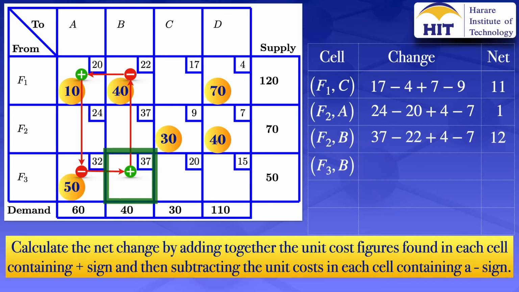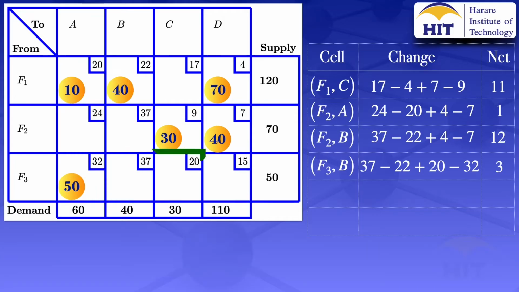Where we have the positives, we'll be adding the unit costs, and where we have the negatives, we'll be subtracting the unit costs. So our change there will be 37 minus 22 plus 20 minus 32, and that will give us a net change of 3. We are done with this cell. We'll move on to the next cell there, cell F3C.